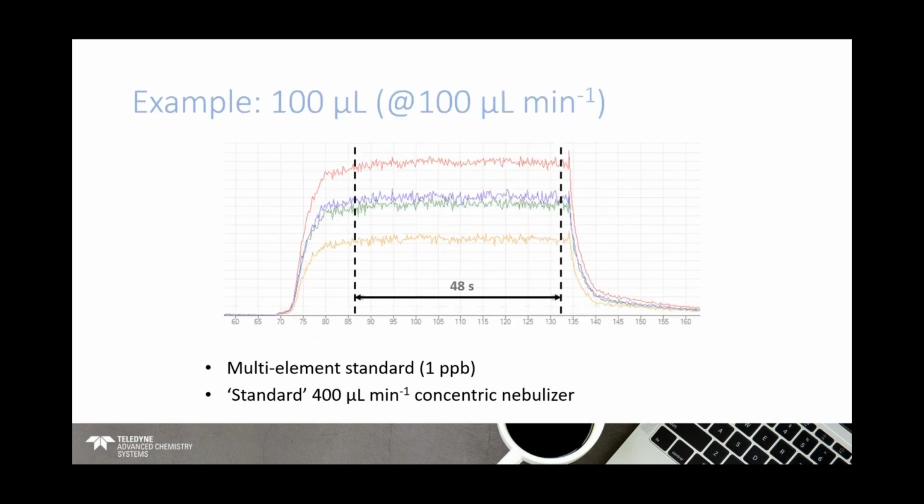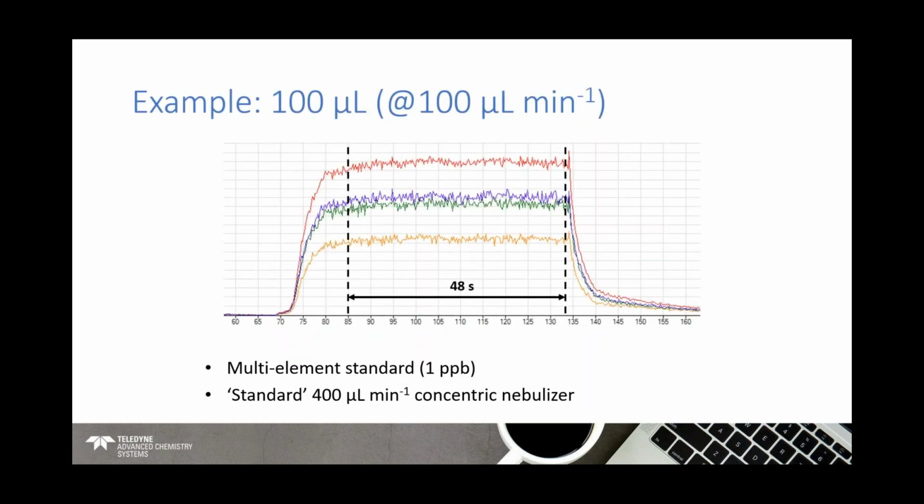So as we go through this process, we can go further and further, slow it down. And essentially what I'm showing you here is how you can take a very small sample volume, stretch that out, and achieve the data that you want. Now, there is a slight payoff here. In this case, we've gone to 100 microliters per minute. We get more measurable data out of this, so we're now at 48 seconds.